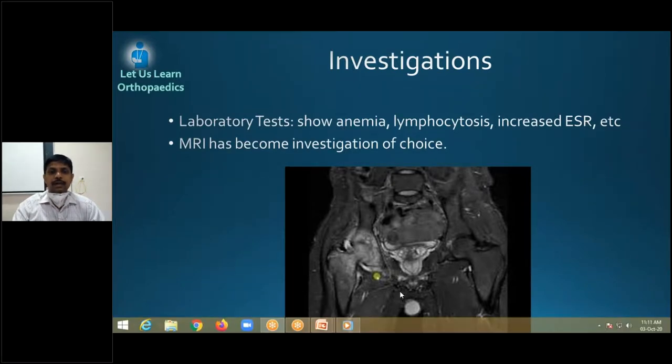And you take the MRI, it will be the investigation of choice, because if you see here, there is increased density, fluid levels, it appears like a white shadow here. So increased density of the fluid levels in the hip joint indicates infection. So MRI has become the investigation of choice. The blood tests you will do show anemia, an increase in the chronic inflammatory cells, the lymphocytes, and increased ESR, and the ESR increase would be below 100.